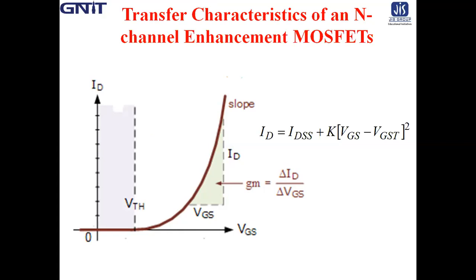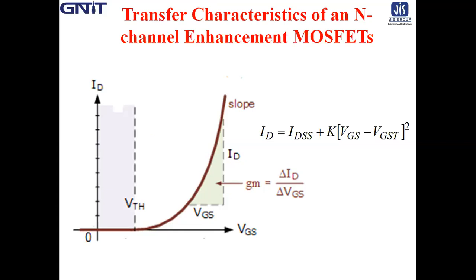The drain current at any point in the transfer characteristics is given by the relation ID equal to IDSS plus K into (VGS minus VGST) whole square, where K is a constant whose value depends on the type of MOSFET. Its value can be determined from the specification sheet if ID on and corresponding VGS are substituted in the above equation. So this is all about enhancement type MOSFET.